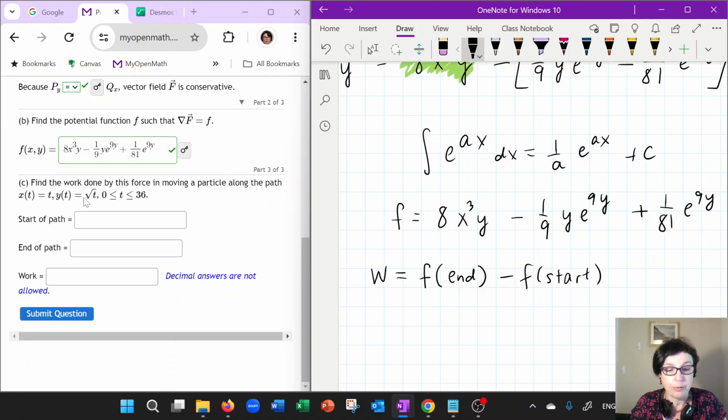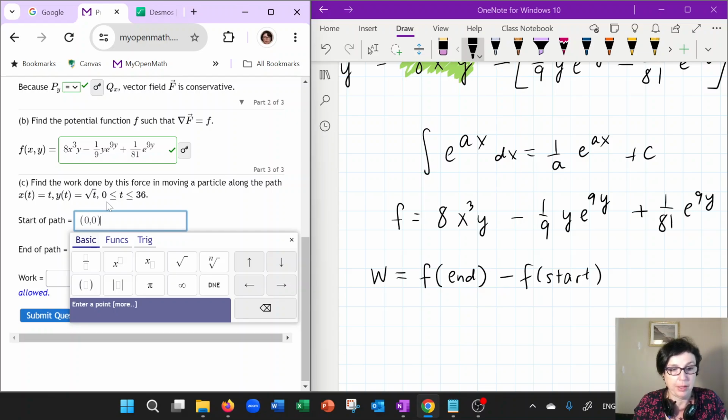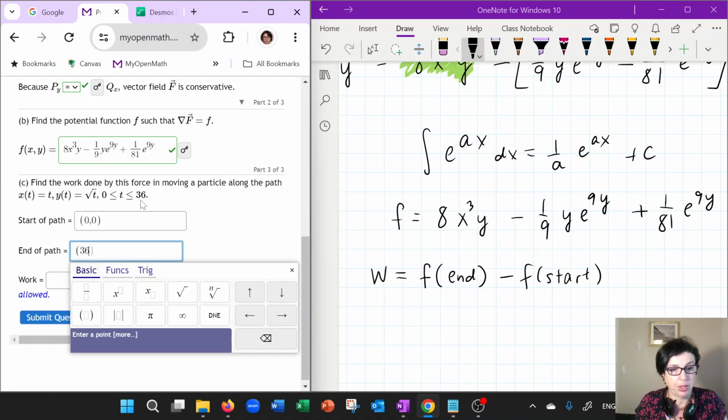Integrate here? No, you don't, because all you have to do is figure out where this path starts and where it ends. Where does it start? Well, the starting value of the parameter was 0. So if you plug in 0 for t and 0 for t over here, that'll be 0, 0. So the start of the path is 0, 0. How about the end of the path? Well, that's when t equals 36. So this will become 36, and then square root of 36 is 6.